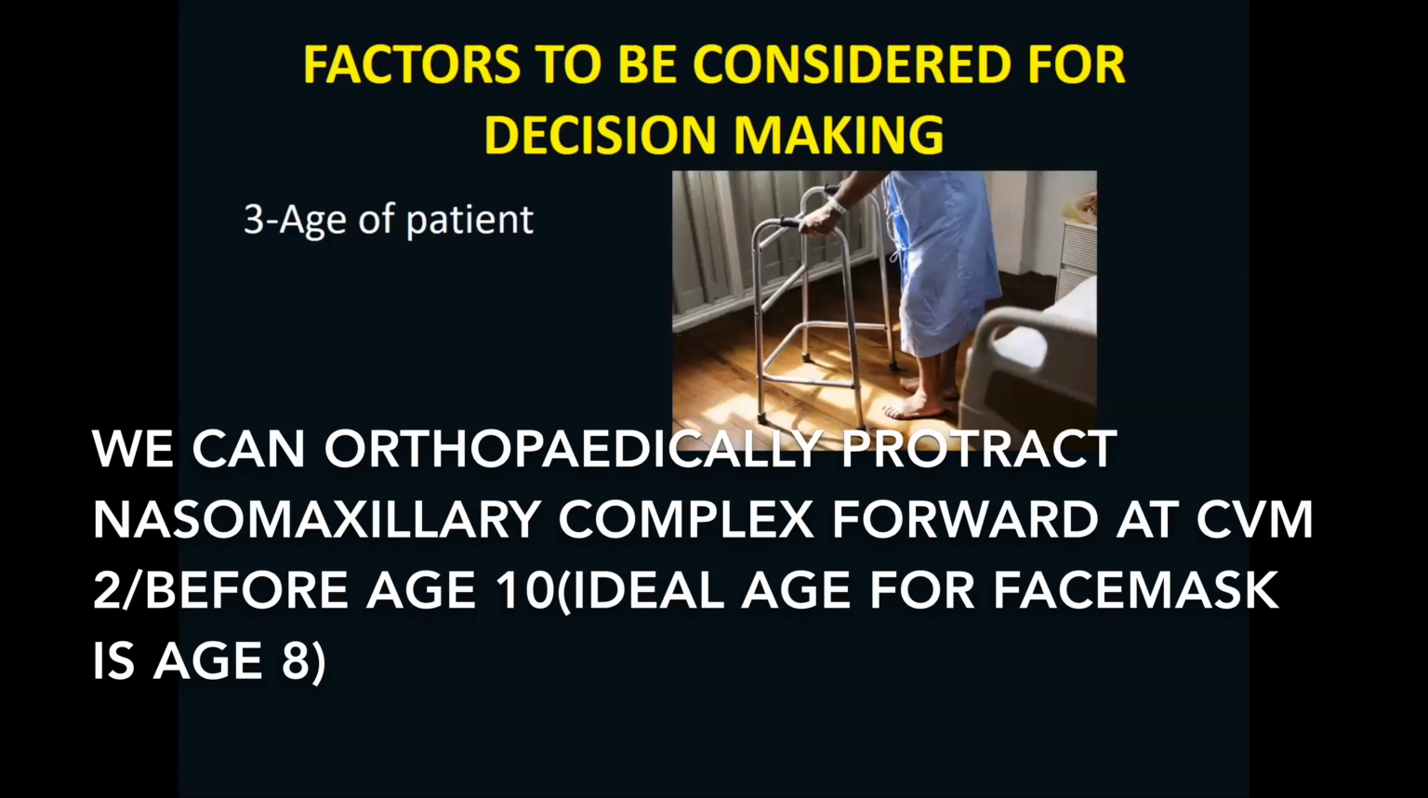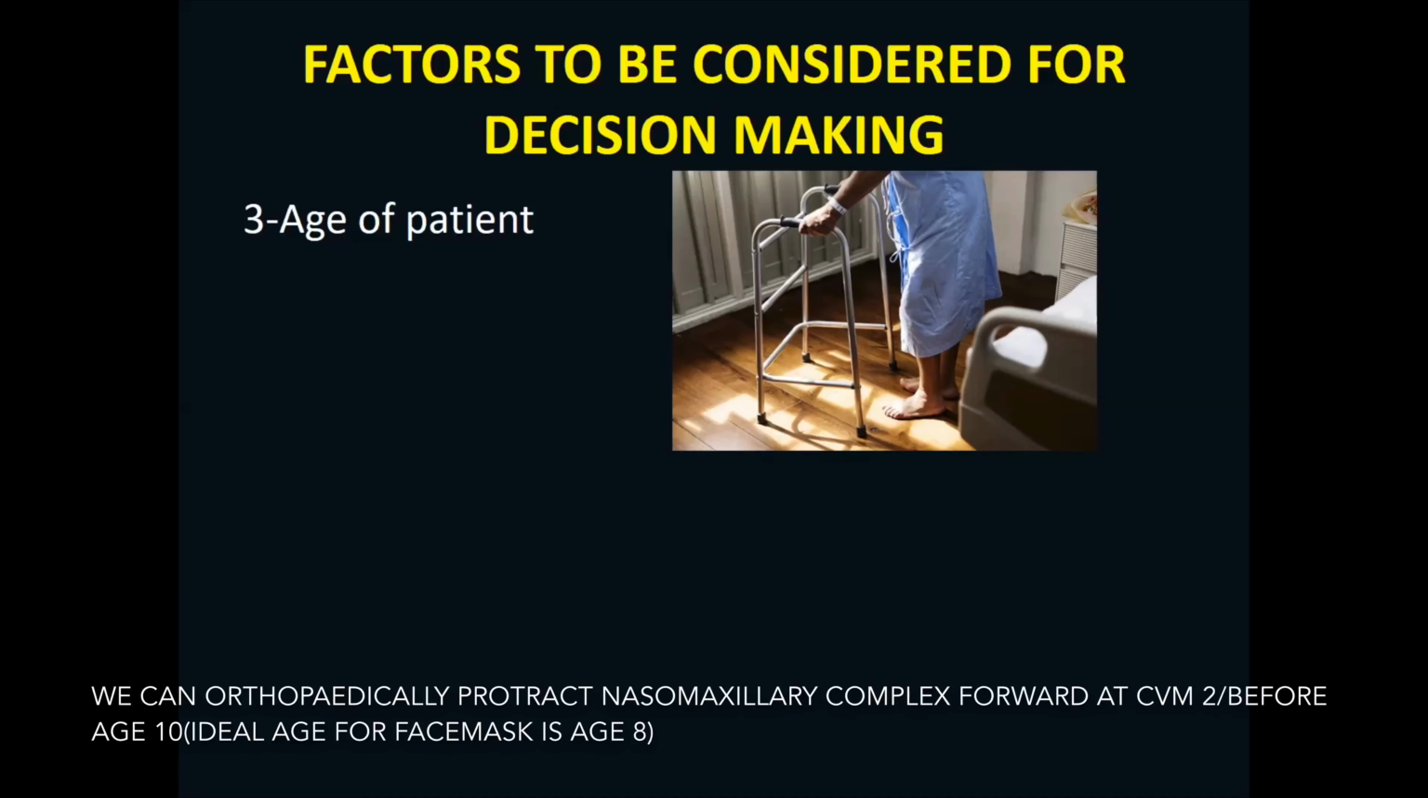Moving on to the age of the patient, as we know, we have ruled out the displacement, and we have ruled out what exactly is the cause of the anterior crossbite. Is it because of the skeletal region or dental region? Then, if we have a skeletal component of the involvement, a very important factor is the age of the patient. If the maxilla is deficient and the anterior crossbite is of the skeletal region, then your goal would be orthopedic advancement of the maxilla. So what you will be doing is protracting the nasomaxillary complex forward by some orthopedic appliance.